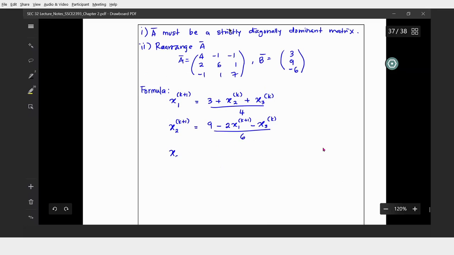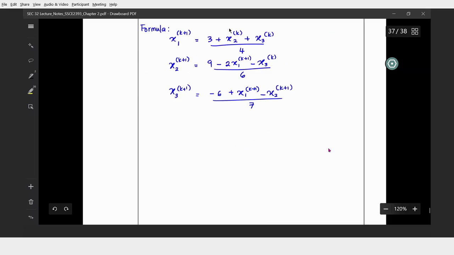Lastly, x3 at k plus 1: negative 6 plus x1, k plus 1 already here, minus x2, here is already k plus 1, over 7. So you get 2 marks for this. Right.